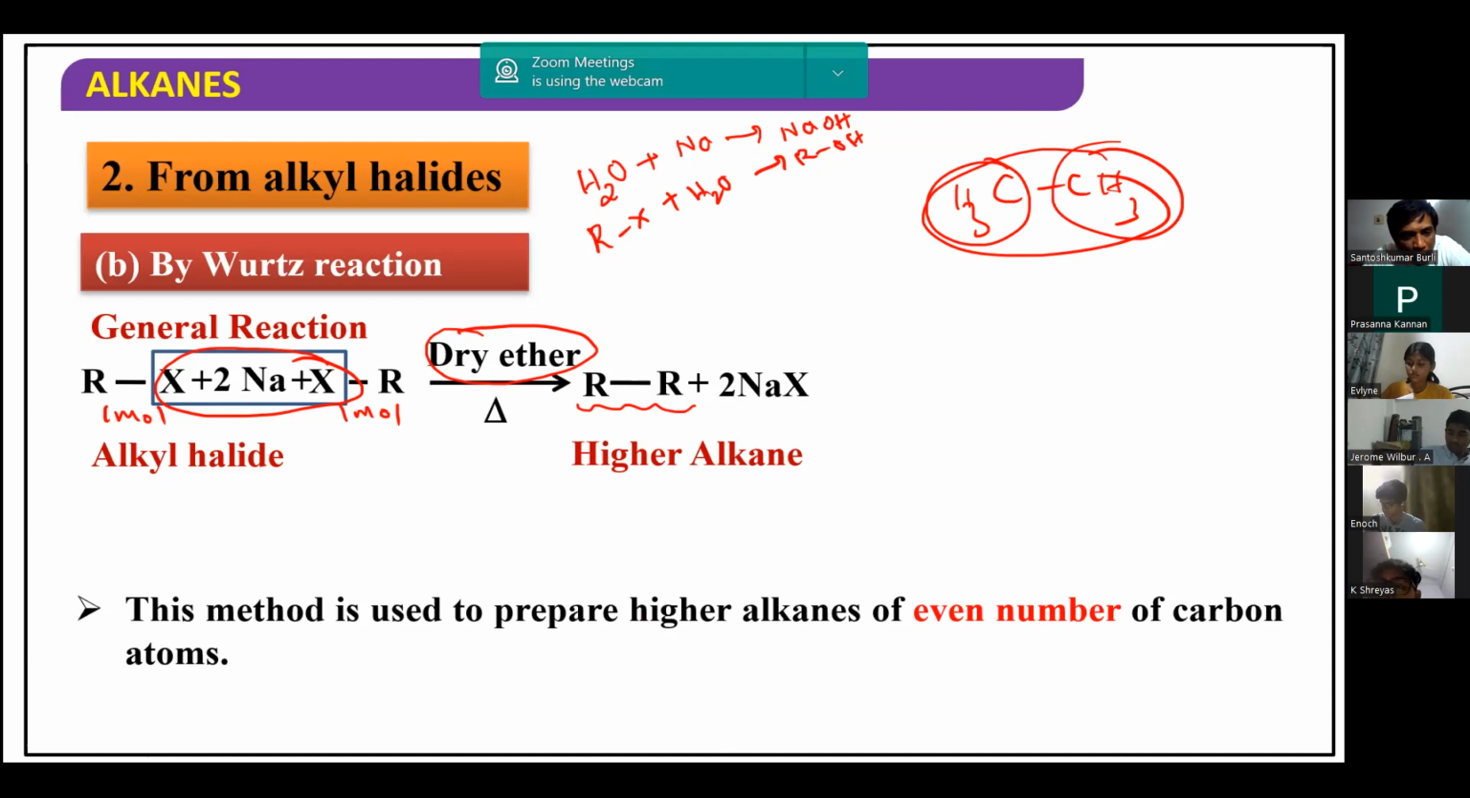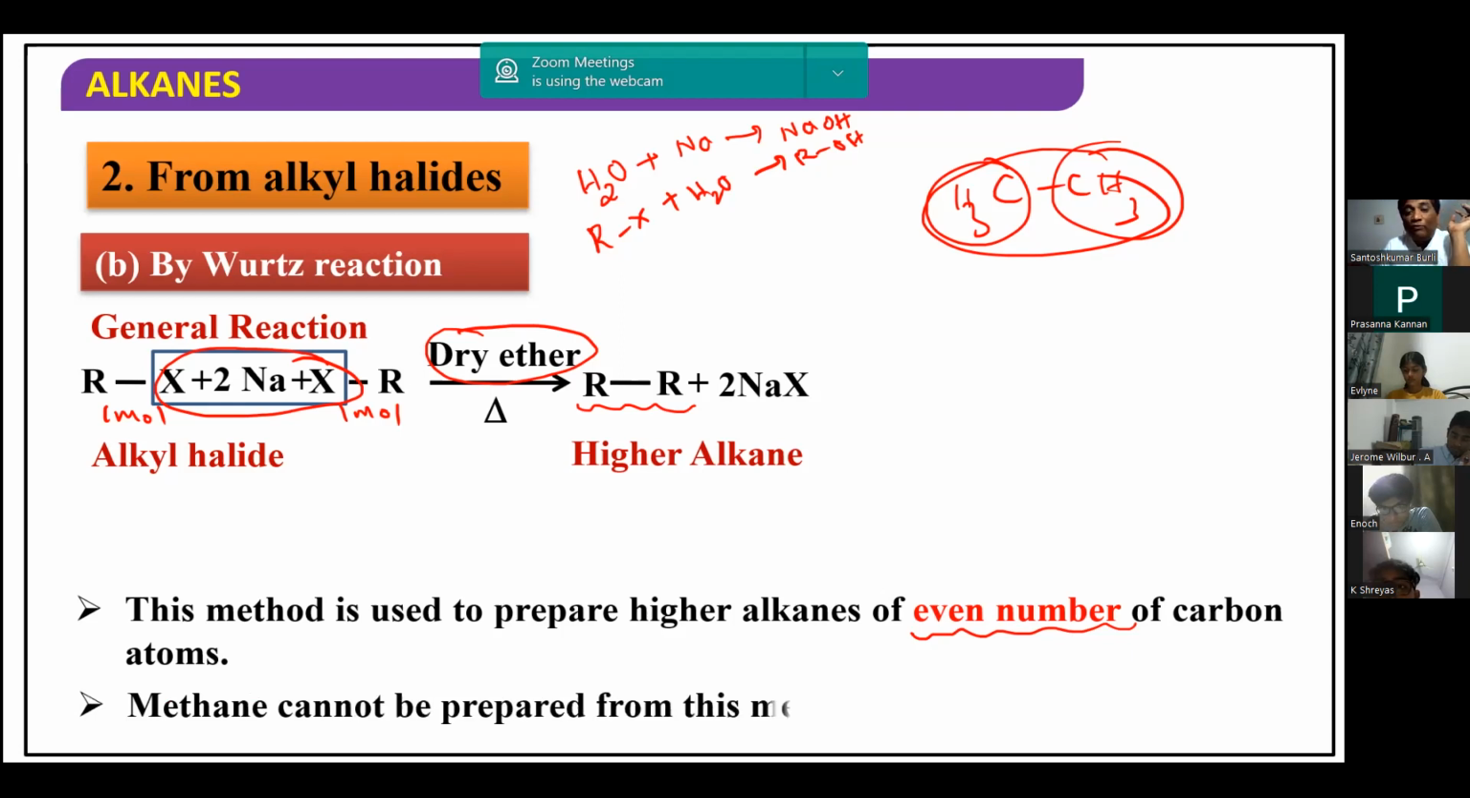One important point to be noted here in Wood's reaction is, if you are using an alkyl halide for the Wood reaction, always you will get the alkane with an even number of carbon atoms. Only an even number of carbon atoms we can get. If I use one type of alkyl halide, only an even number of carbon atoms. That means you can't prepare methane from this method. Very important point to be noted. Methane cannot be prepared by Wood's reaction, because methane has one carbon atom, an odd number of carbon atoms. Therefore, by Wood's reaction, you can't prepare methane.